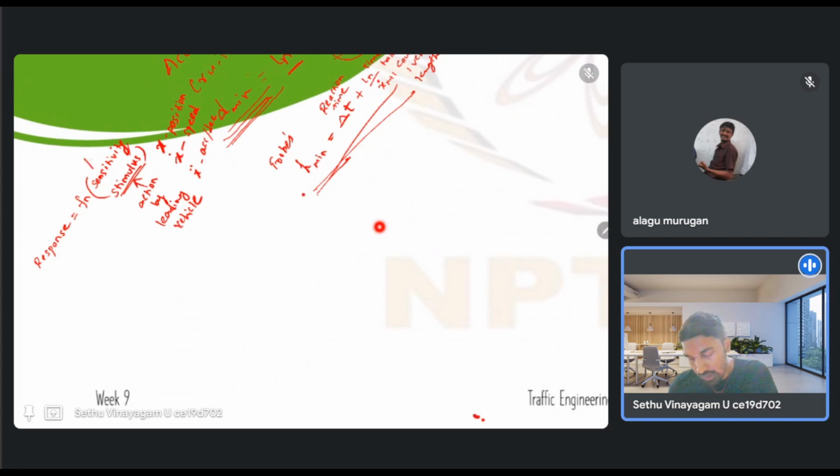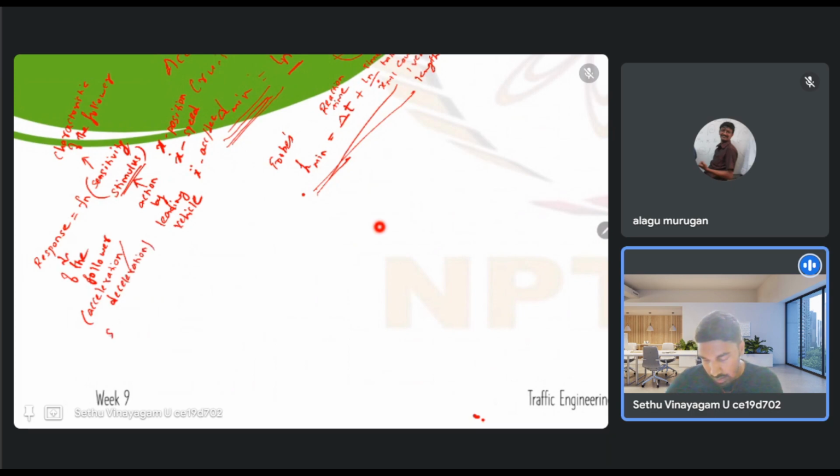Okay, so sensitivity is a characteristic of the driver, or the follower, or how they perceive the stimulus. It is a characteristic of the follower. And this is also the response of the follower. So the leader makes some changes, and to that change the follower responds. So what is that response? This response is either acceleration or deceleration.